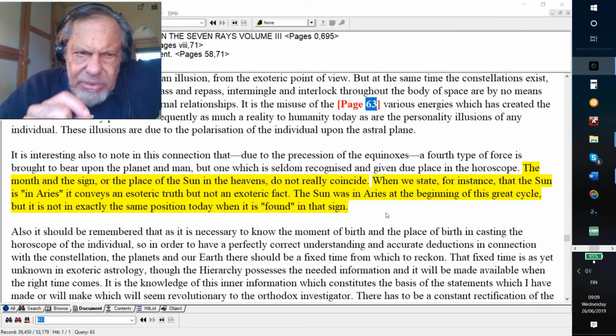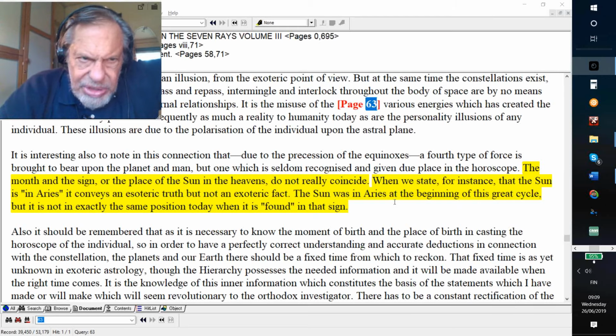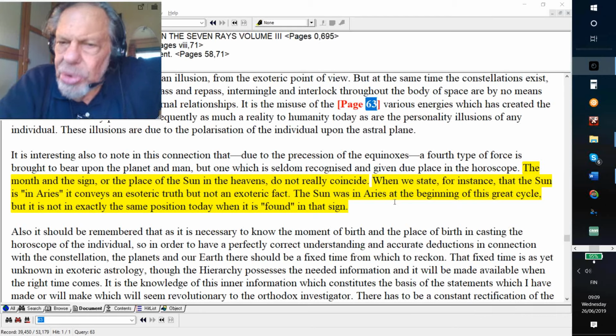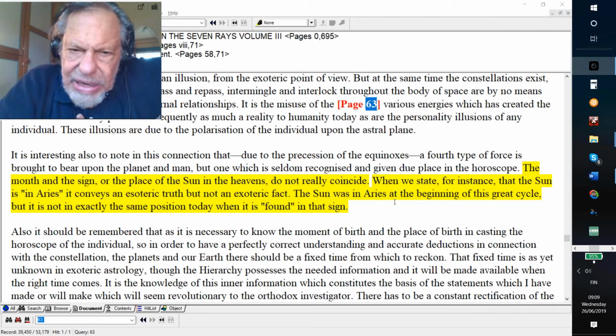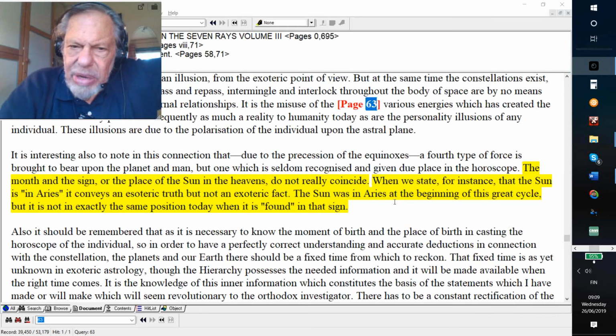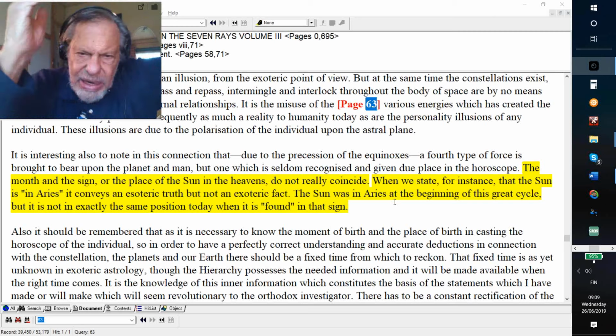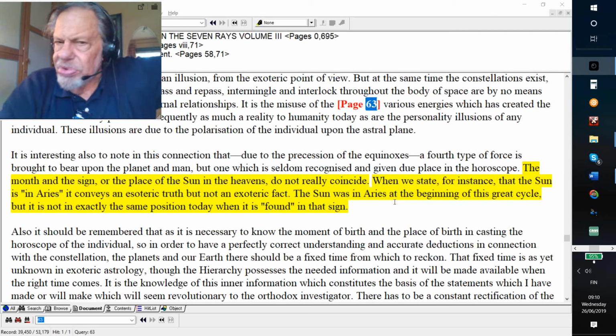Now here's the statement. When we state, for instance, that the sun is in Aries, like what's your sun sign? Oh, I'm in Aries, whatever. It conveys an esoteric truth, but not an exoteric fact. Now that's what all sidereal astrologers have to chew on if they're really going to understand their particular approach. Maybe when you're a 6th-degree initiate and you become a planetary life and an initiate beyond those degrees, the true sidereal of astrology will make its impact upon you.